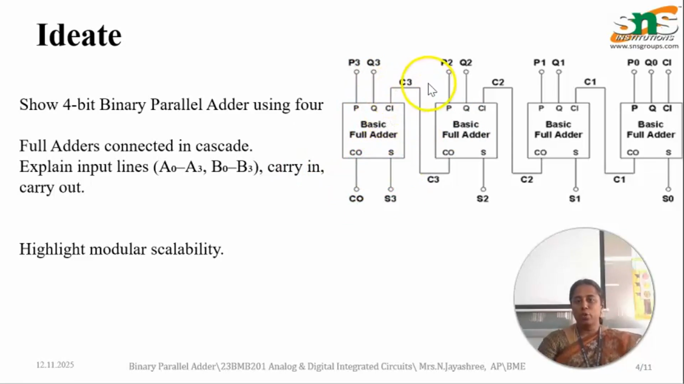This carry is taken over to the next circuit. Similarly, this binary parallel adder is formed by the combination of 4 full adders. The full adders are connected in cascade. This cascade starts from P0, Q0, P1, Q1, P2, Q2, P3, Q3. The carry C1 is forwarded to C2, C3, and so on.